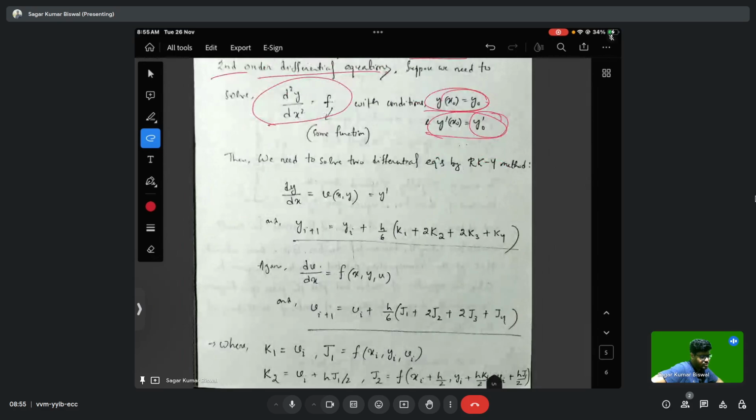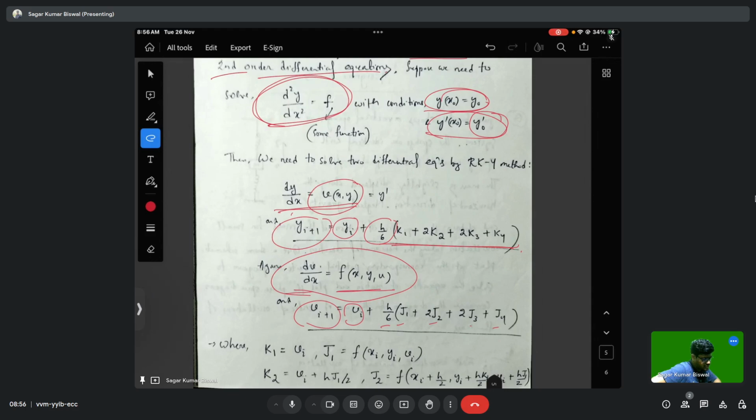So you need to introduce a new variable. Assume that dy by dx will be u, and solve for this. This y i plus 1 will be equal to yi plus h by 6 times these slopes. Then again du by dx will be f of x, y, u, because this is the differential equation, that is, the double derivative of y is f. So here du by dx will be f of x, y and u. So this u i plus 1 will be ui plus h by 6 times j1, j2, j3, j4.